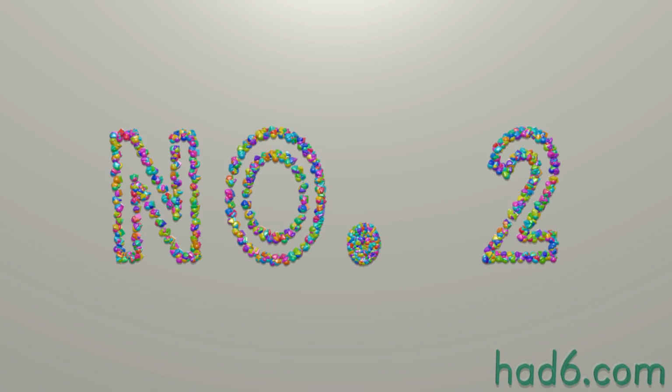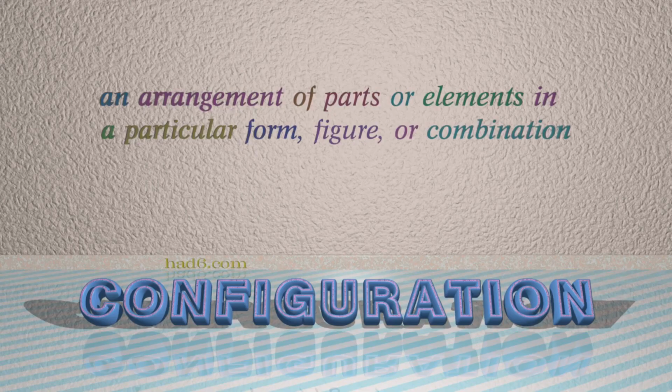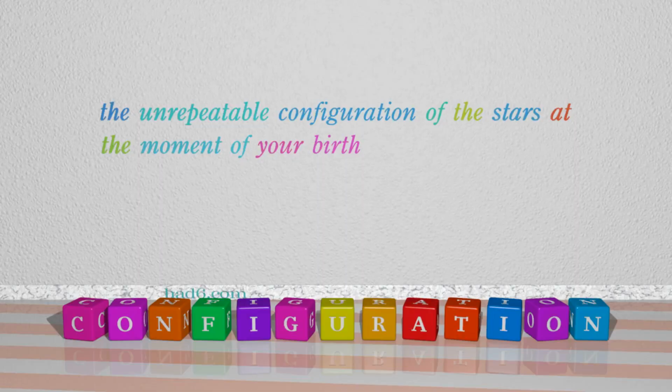Number 2. Configuration. Which means an arrangement of parts or elements in a particular form, figure, or combination. Configuration. For example, the unrepeatable configuration of the stars at the moment of your birth.